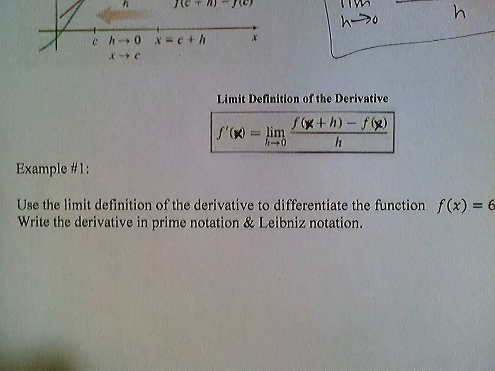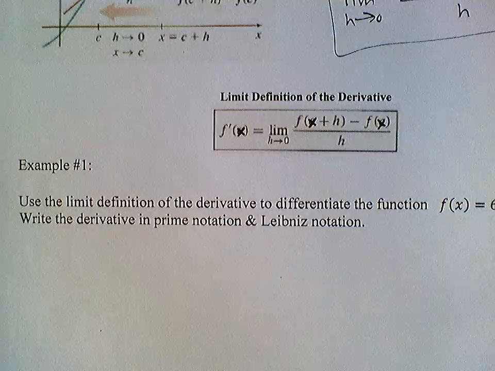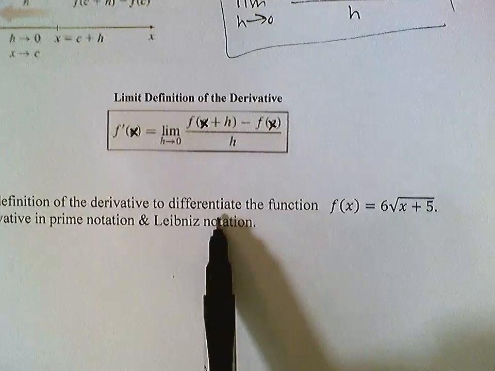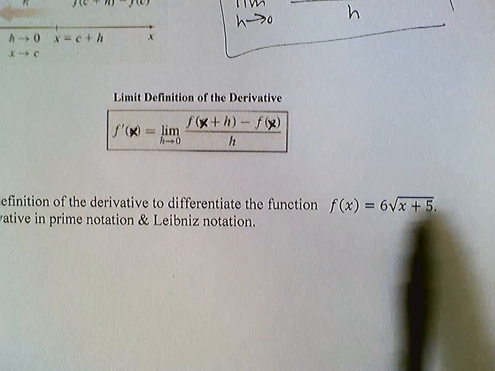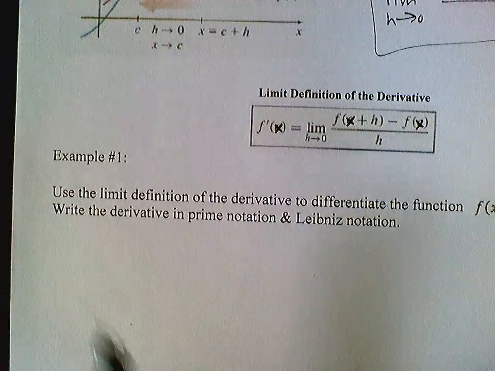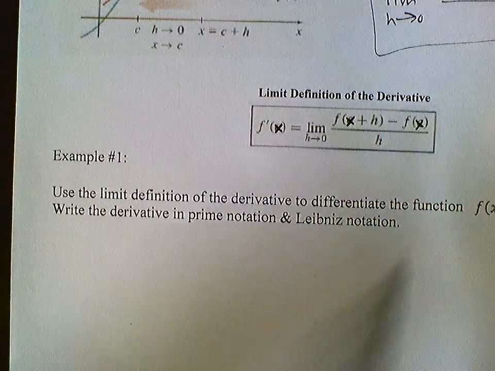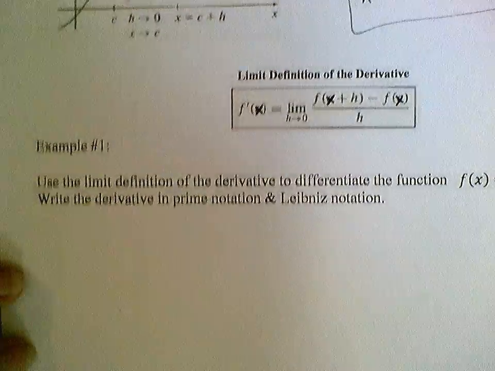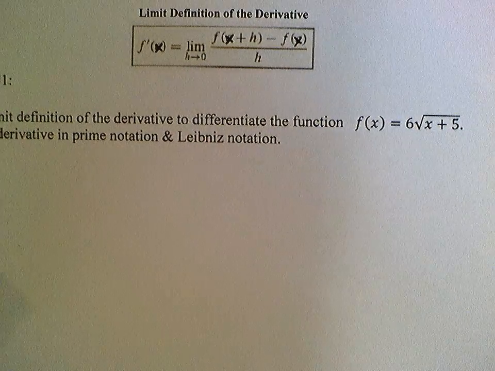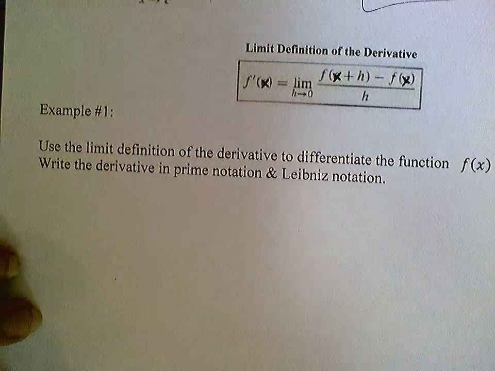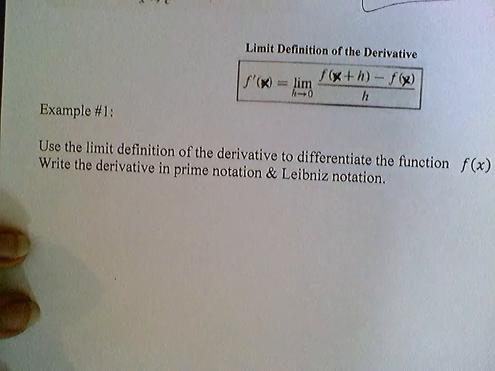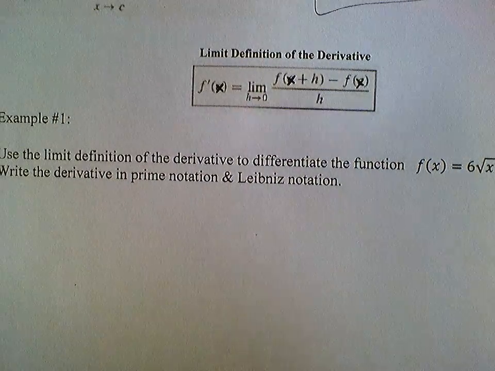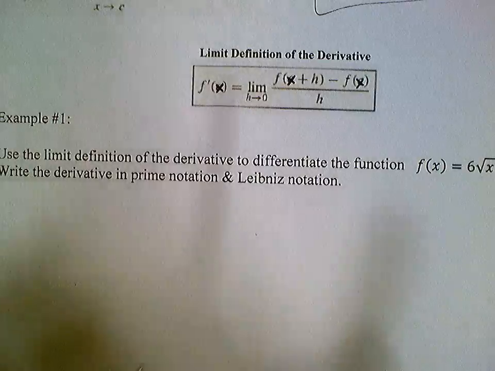So here's example 1. Use the limit definition of the derivative to differentiate. Differentiate just means find the derivative of the function f of x equals 6 radical x plus 5. Write the derivative in prime notation and Leibniz notation. So I don't know. We'll see at the end if I actually want you to do that. I wrote those directions last year. Okay, so if I'm going to use the limit definition, and those of you who are in physics might know a faster way of doing this, but don't spoil the surprise for everybody else. We're going to do it the long way, which is using the limit definition.